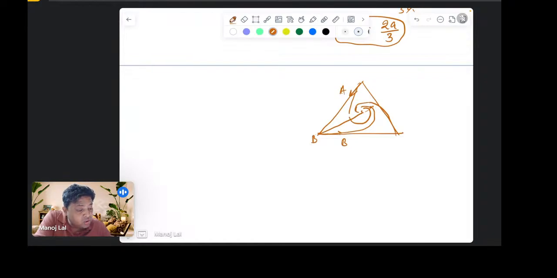So from here to here, what is the distance? I got the total distance. It's simple. The total distance for B I got 2a by 3, or for A, I got 2a by 3, or for C, I got 2a by 3. But how do we find the distance covered when it turns through an angle of 180 degrees?